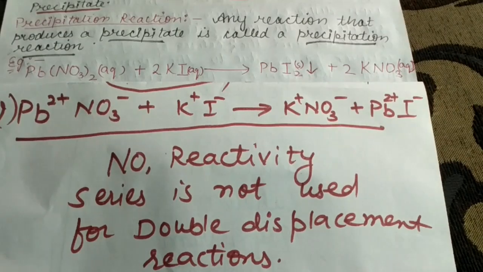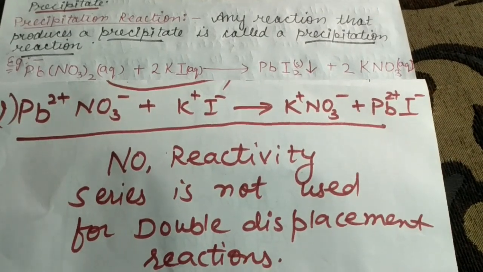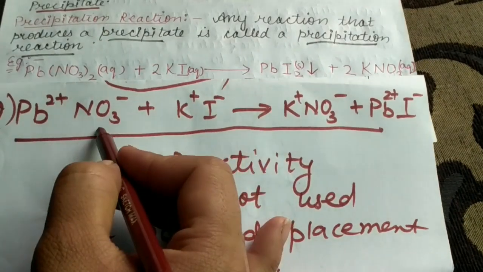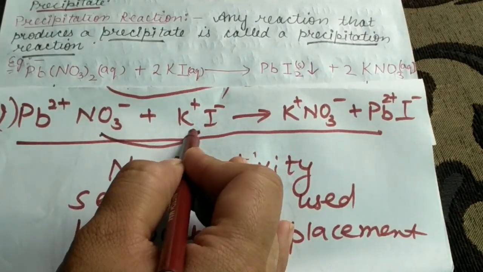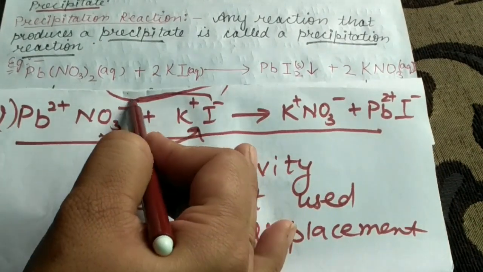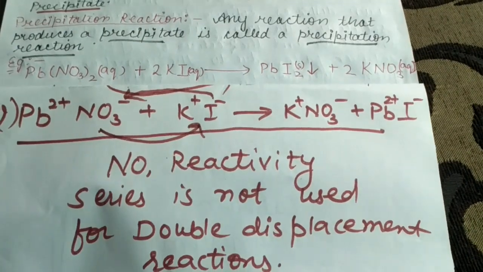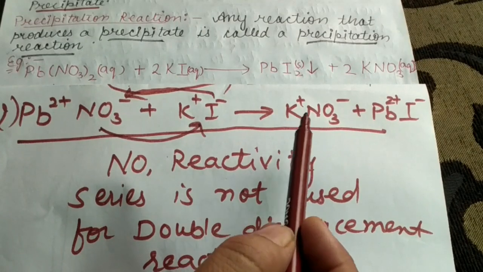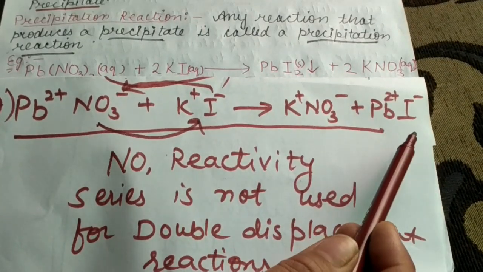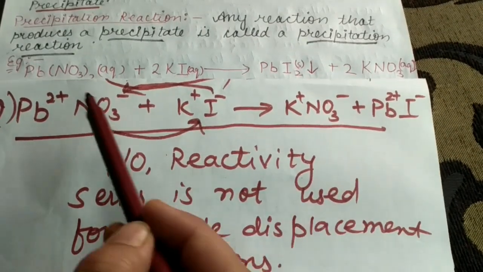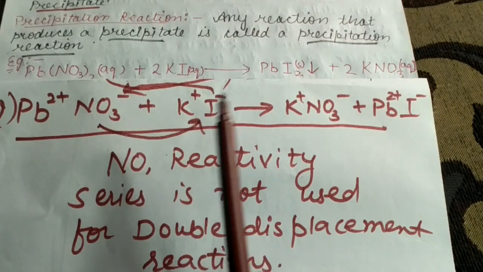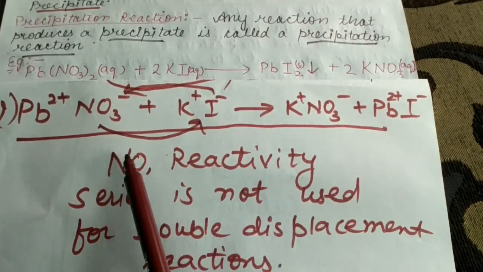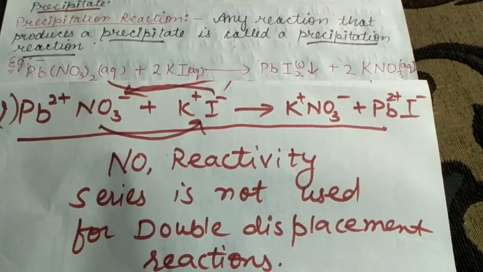So as I have told you that exchange of ions takes place, I have written this equation in the ionic form. So what is happening here, beta? NO3 takes the place of iodine and I comes in the place of NO3. So this is an exchange of ions taking place. Then what is formed? KNO3 is formed, PbI2 is formed. So the valences are written here, and how they exchange and the products are formed. So this is double displacement reactions.